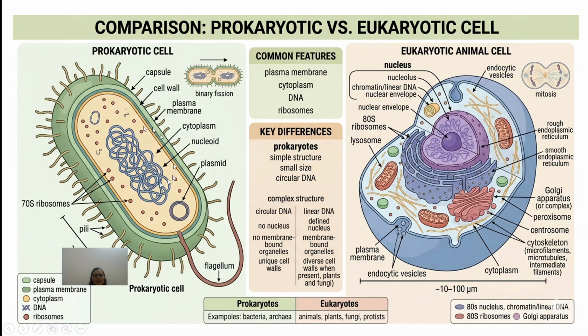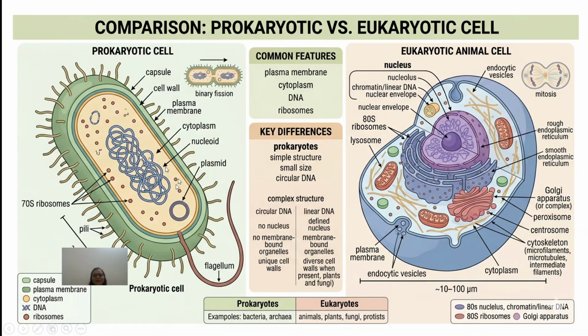This is the prokaryotic cell. You can see that here 70S ribosomes are present, and here 80S ribosomes are present. The prokaryotic size is 1 to 5 or 1 to 10 micrometers, while the eukaryotic size starts from 10 to 100 micrometers. Here cell division occurs by binary fission, while in eukaryotic cells cell division occurs by the mitosis process.